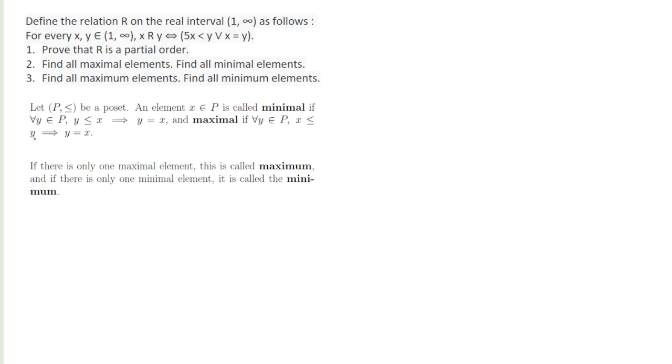Okay, so that's minimal and maximal. And then if there's only one maximal element, then it's called maximum. And if there's only one minimal element, it's called minimum. So in fact, if we find the maximal elements and there's more than one, then there is no maximum. And in the same way, if we find all the minimal elements and there's not exactly one, then there is no minimum element. Okay, so questions 2 and 3 are really the same thing.